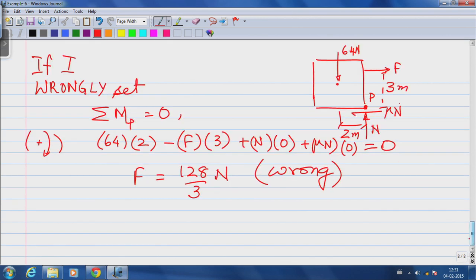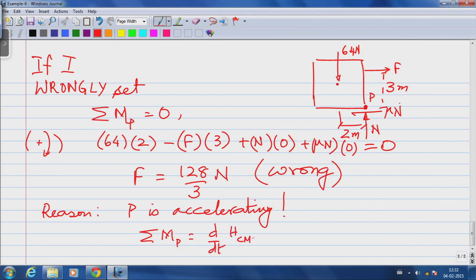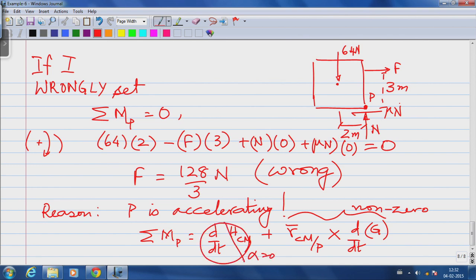The reason you end up with the wrong answer here is that we forget that P is accelerating. If P is accelerating, then one would have to take into account, if I just write this for the sake of completeness, G is the linear momentum associated with the center of mass, and R of CM as observed from P is non-zero, and we have ignored that in simply saying that alpha is 0, this is the alpha part, but the summation of moments about P alone would not be 0.